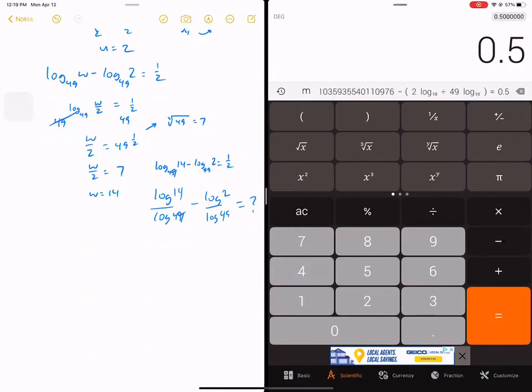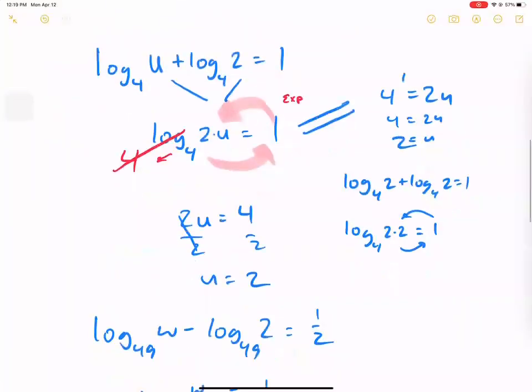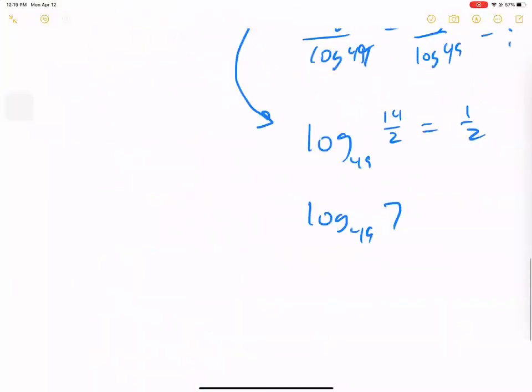A lot more work than me just checking the other way. Log from here to here, that's log base 49 of 14 over 2. 14 over 2 is what? 14 over 2 is 7, right? 14 divided by 2 is 7.